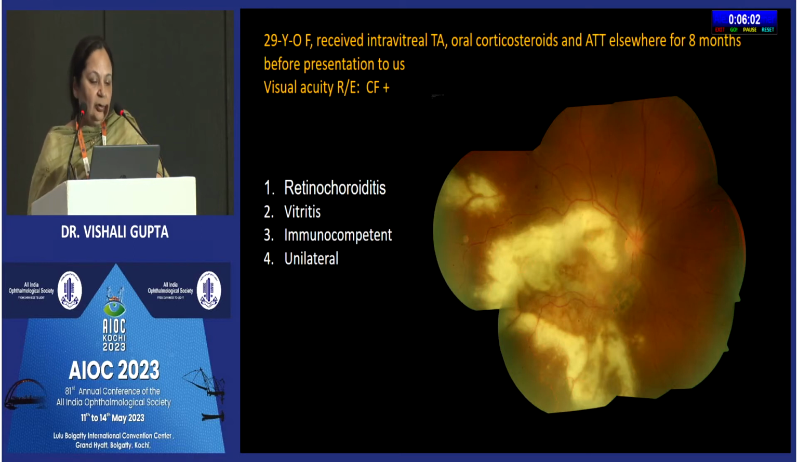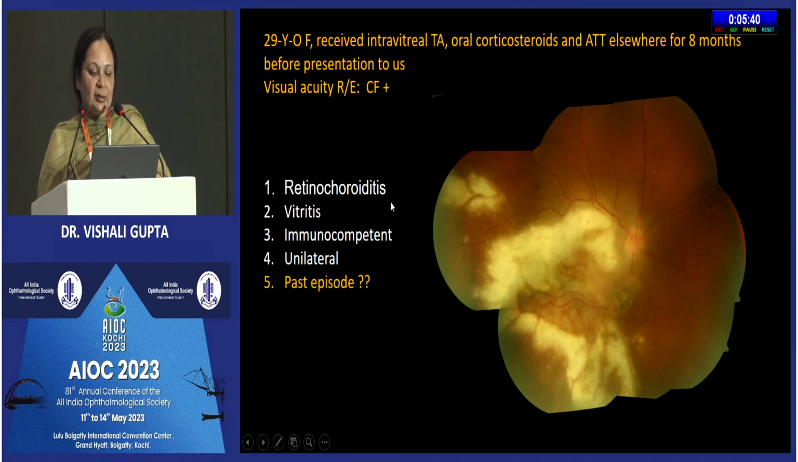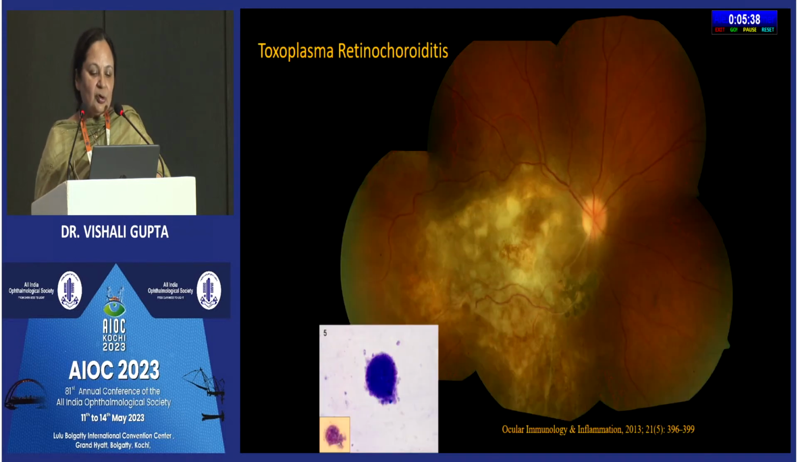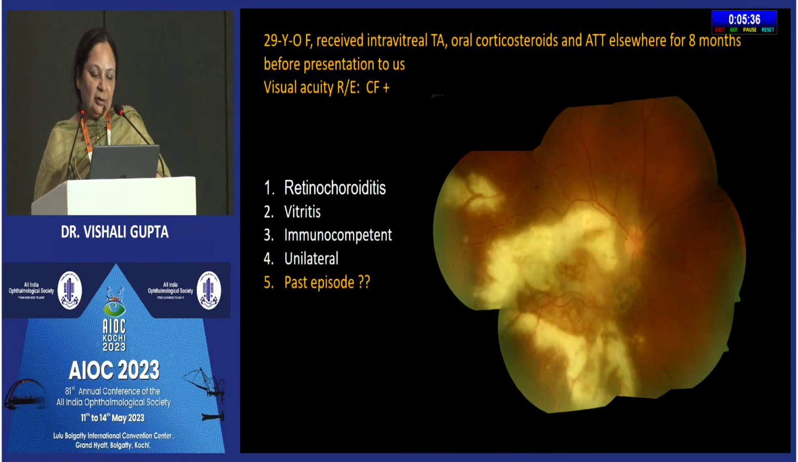This is an example of the first patient, a 29-year-old boy. He has received multiple intravitreal triamcinolones, oral steroids, even TB treatment for almost 8 to 9 months before he came to us. His vision here is counting fingers, and you can understand that's not a surprise. Now, I asked you a couple of questions which you should be asking. So the first question was, is it choroiditis or retinochoroiditis? Well, this is retinochoroiditis.